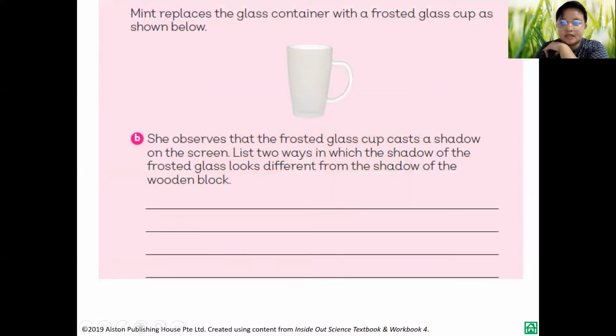Mint replaces the glass container with a frosted glass cup as shown below. She observes that the frosted glass cup casts a shadow on the screen. List 2 ways in which the shadow of the frosted glass looks different from the shadow of the wooden block.